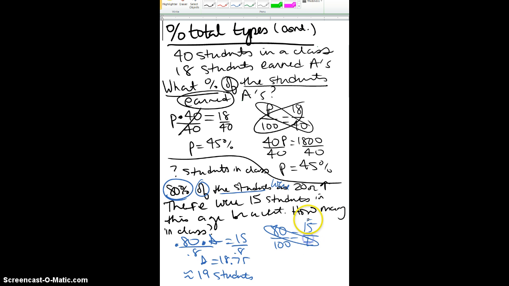So again, cross multiply. So you get 80t equals 1500. Divide by 80. Right, and the answer is going to be the same. We're going to get about 19 students in this problem.